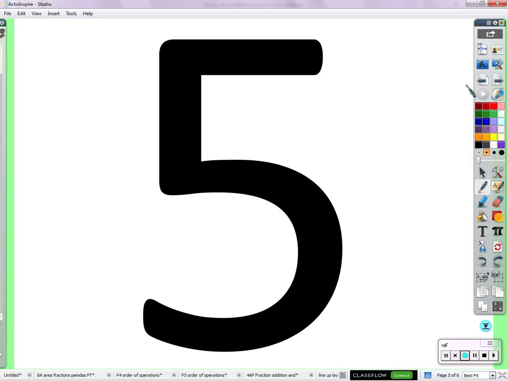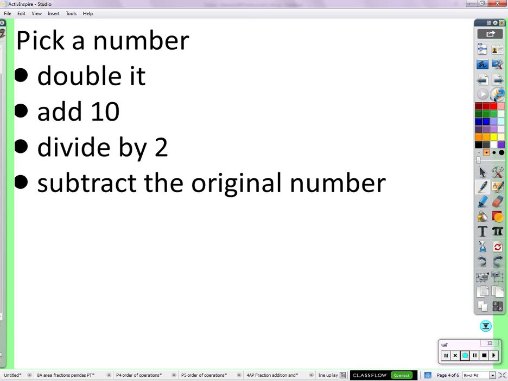Any suspicions at all? You have the steps written down. If you don't, I'll just bring them back. Okay? Look at the steps and see if you can come up with any idea at all as to how it is I'm getting you to take your number and turn it into 8 or turn it into 5. Turn it into 8.